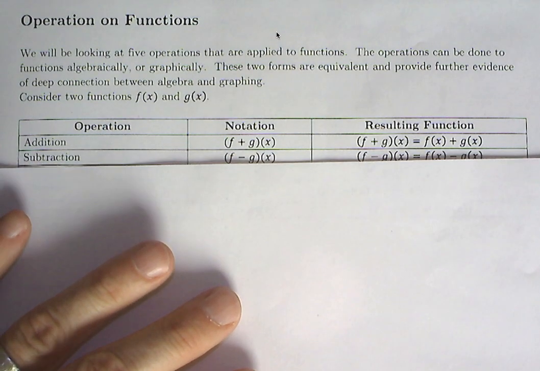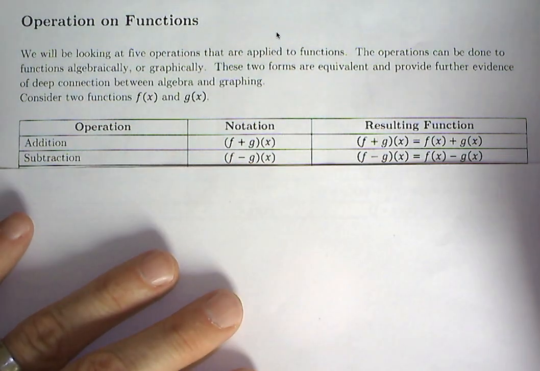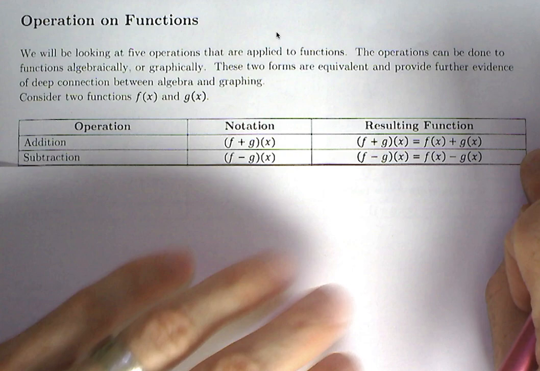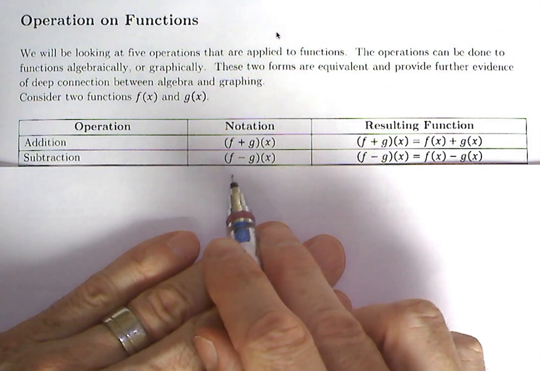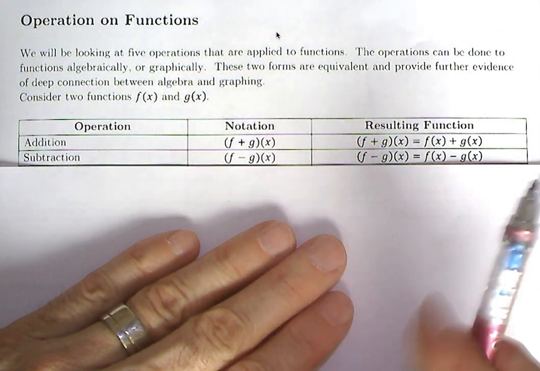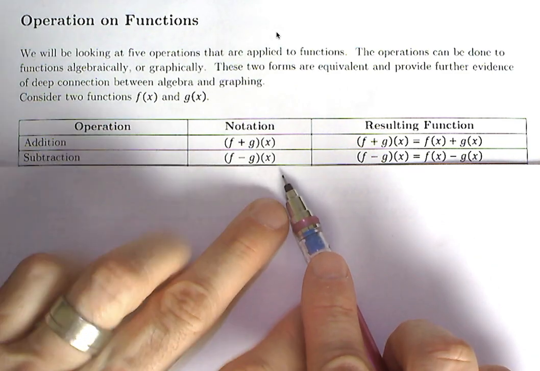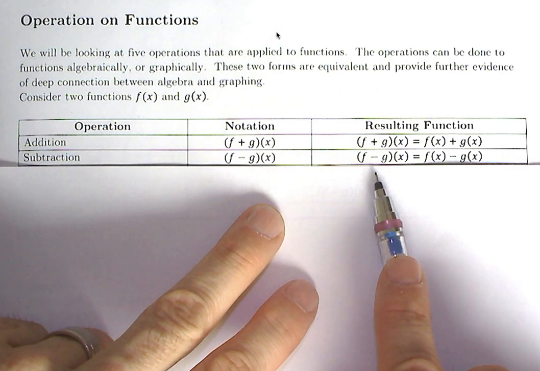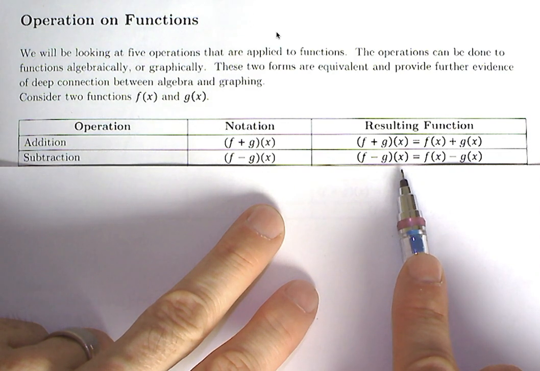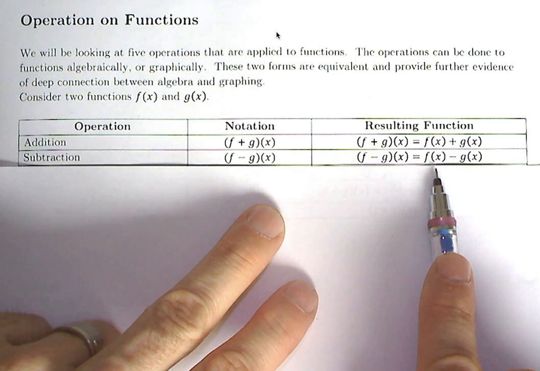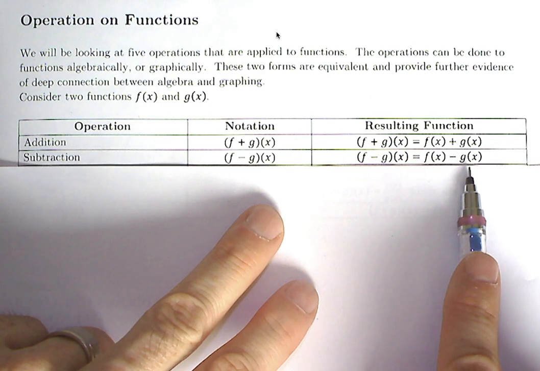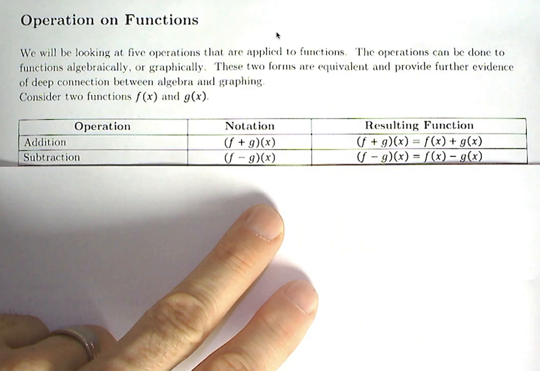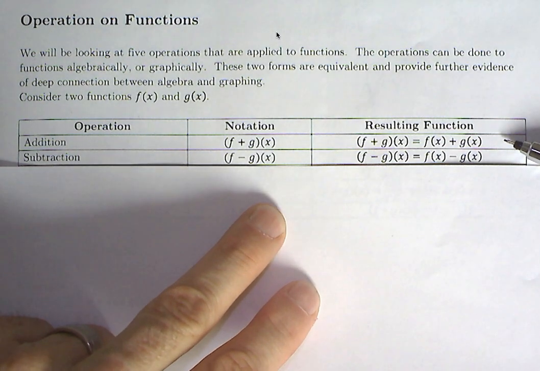Next operation that we're going to be doing is subtraction. f subtract g of x. Now, that's the notation that we're going to use. The resulting function is f subtract g of x, and that is just starting off with f of x, and we're subtracting g of x. Just like with numbers, order matters in subtraction, but it does not matter in addition.